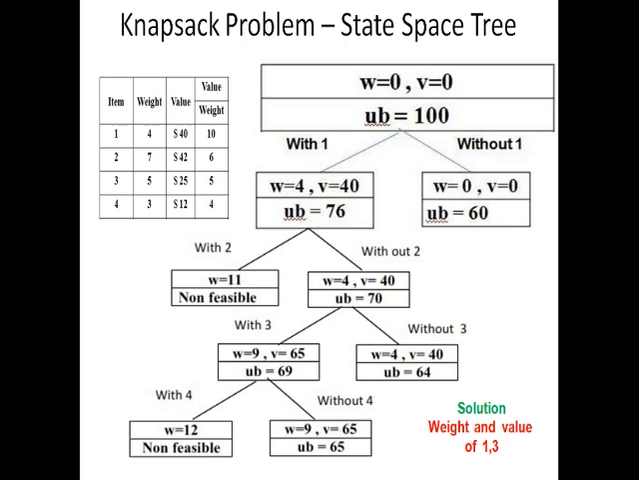1 and 3 can be added and the value stored effectively. So 1 and 3 is about 9 weight with 40 plus 25, 65 can be placed. This is the maximum capacity in the knapsack problem.